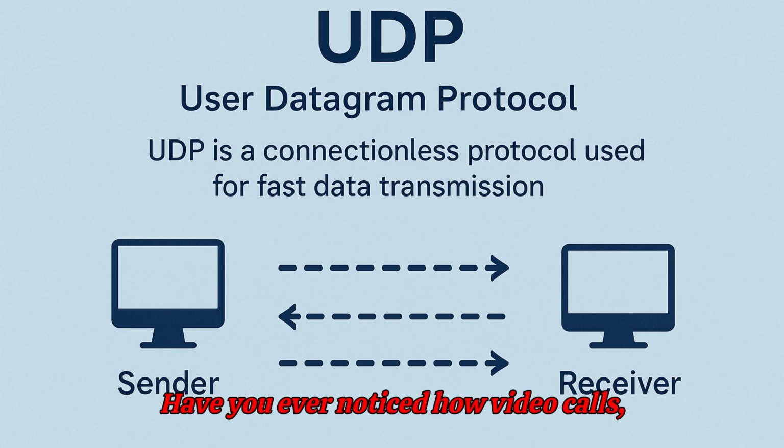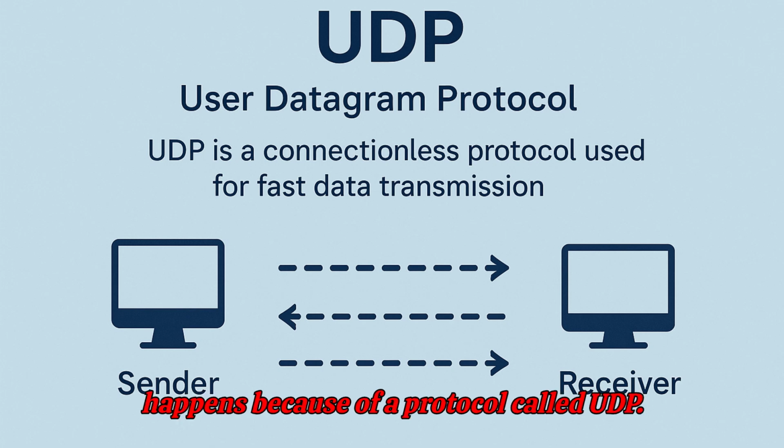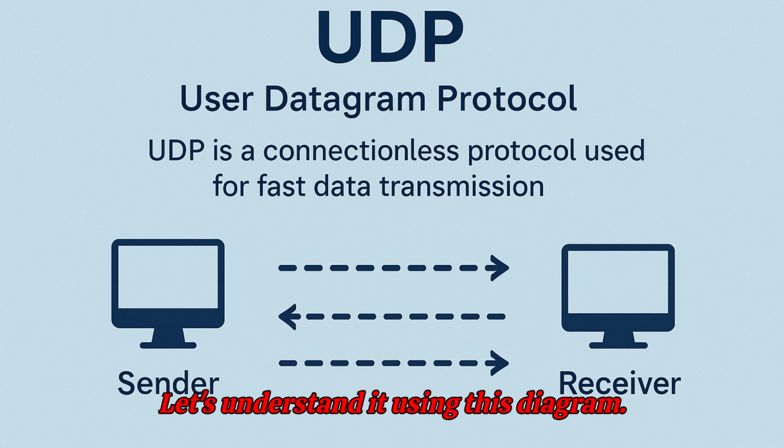Have you ever noticed how video calls, online games, or live streams continue even when some data is lost? That happens because of a protocol called UDP. Let's understand it using this diagram.